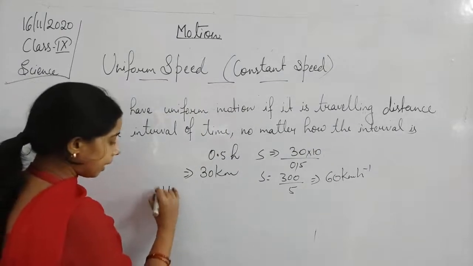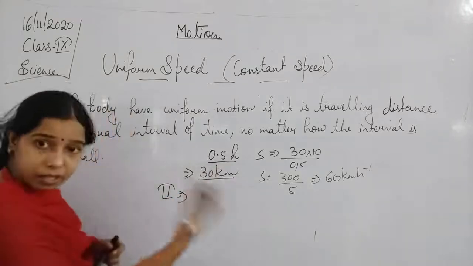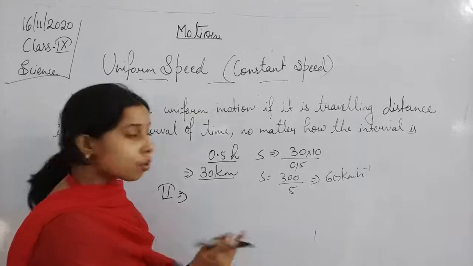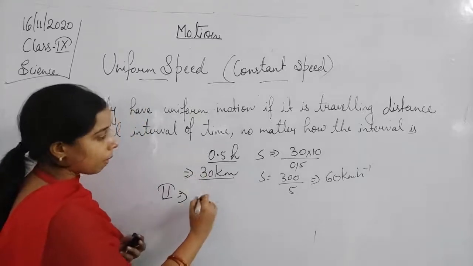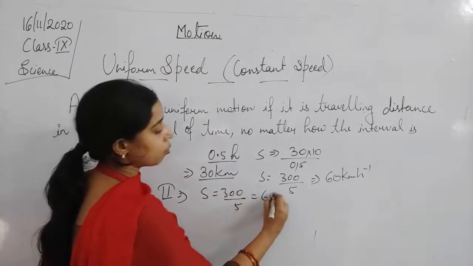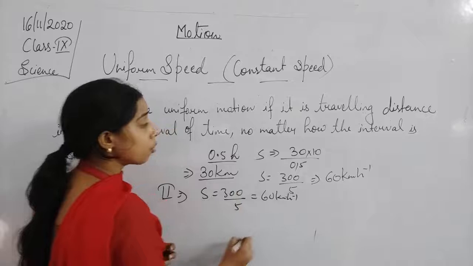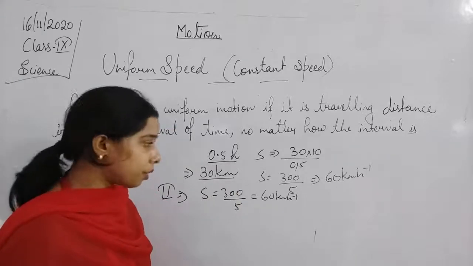Now in the second interval also, it travels 30 kilometer in the next 0.5 hours, students. There also we will use the same formula, and S equals 300 upon 5, which equals 60 kilometer per hour. So in every half an hour, students, it is traveling 30 kilometer.